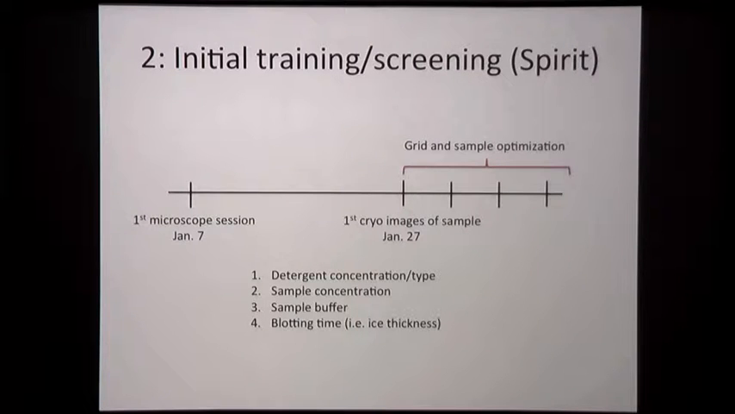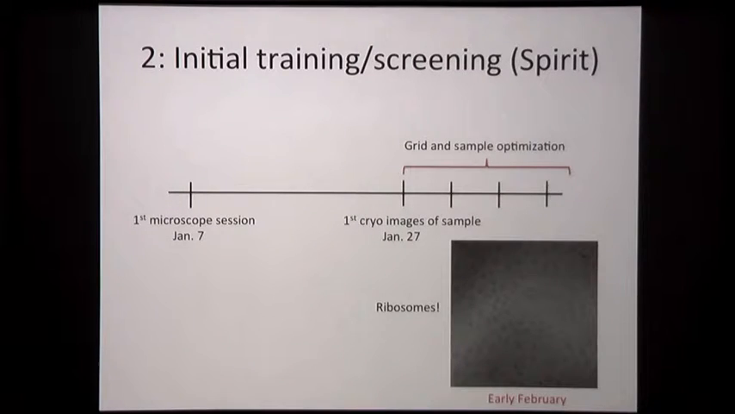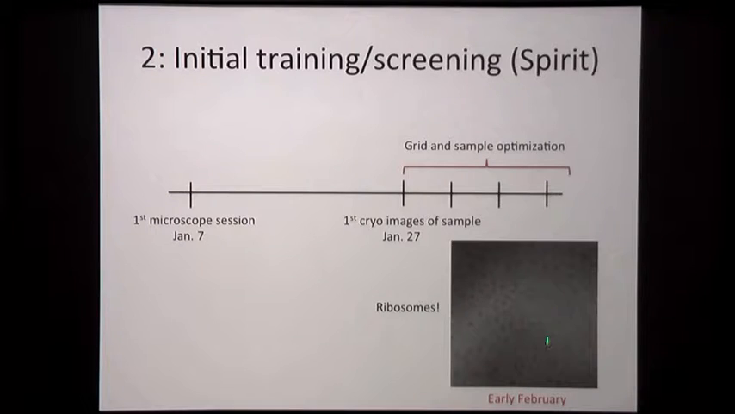And I think in early or mid-February, I actually had some nice images of my sample by cryo-EM. You can see very clearly the ribosomes on the grid. They're relatively well dispersed. There are some clumping problems, which we think were a result of the detergent and having a membrane protein attached to the ribosome. But it seemed nice enough to actually try and collect a data set.